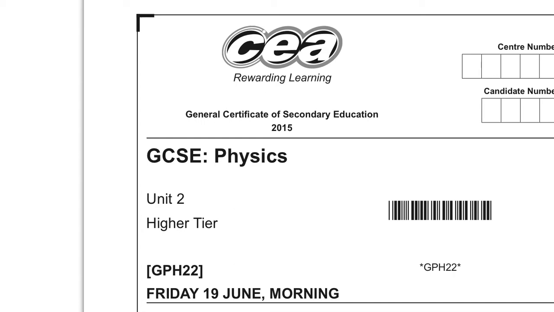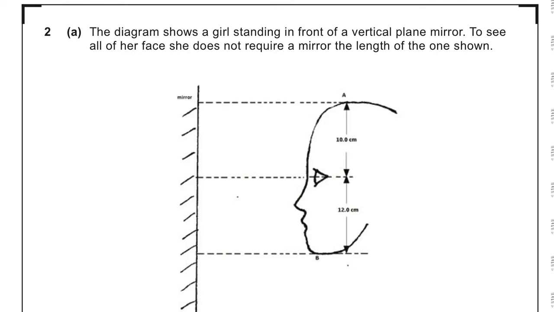Hello, so here we are looking at GCSE Physics for CCEA 2015, and this is Unit 2. Question 2. The diagram shows a girl standing in front of a vertical plane mirror. To see all of her face, she does not require a mirror the length of the one shown. So this is one of these things where you have to establish how much mirror she needs.